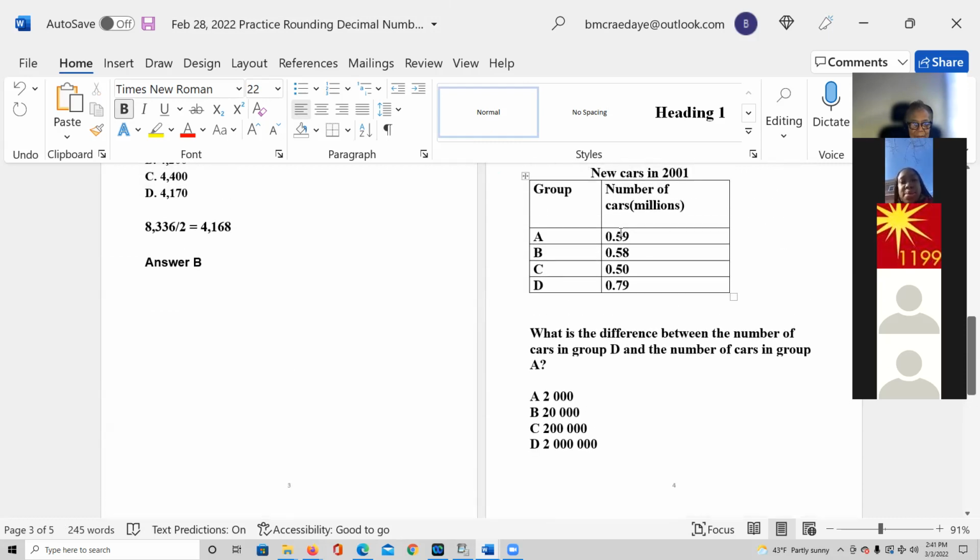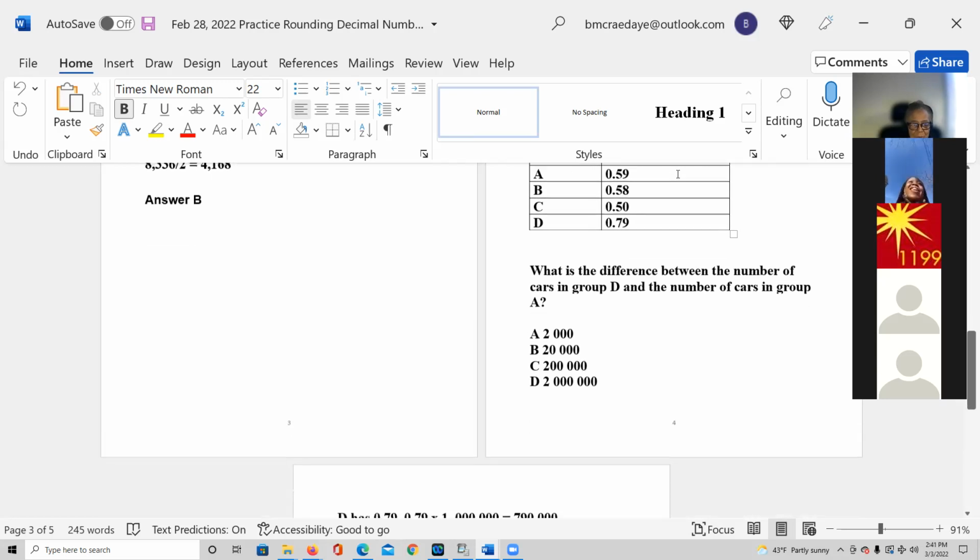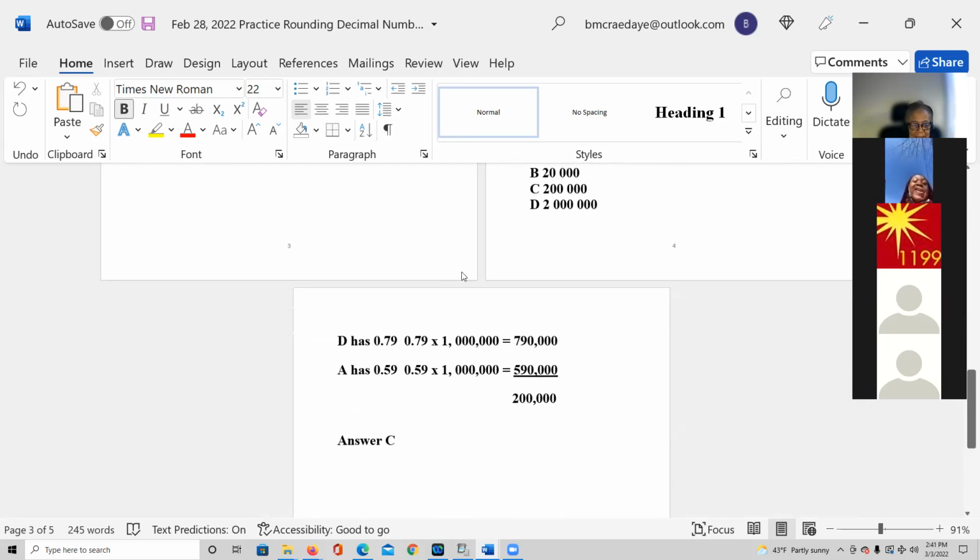Now you understand when it says in millions, to get it into hundreds of thousands, you have to multiply the decimal times a million. Is that point clear? Yes. Okay, so we multiplied the 0.59 times a million and we got 590,000. We multiplied the 0.79 times a million, we got 790,000.